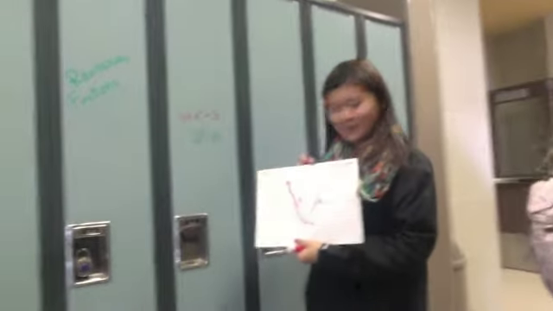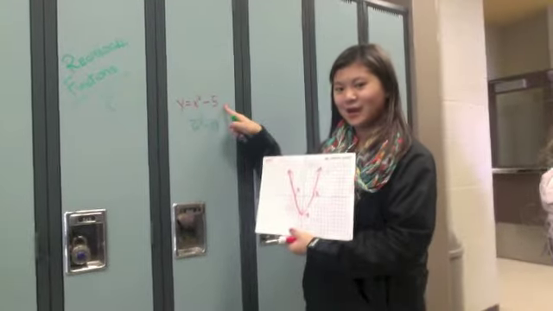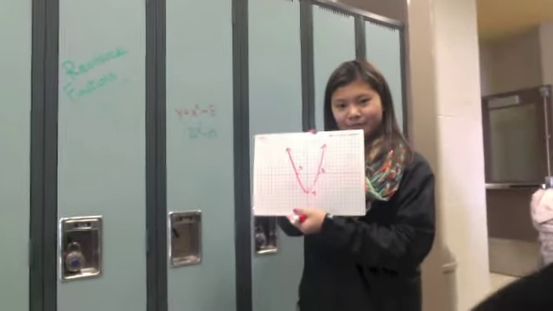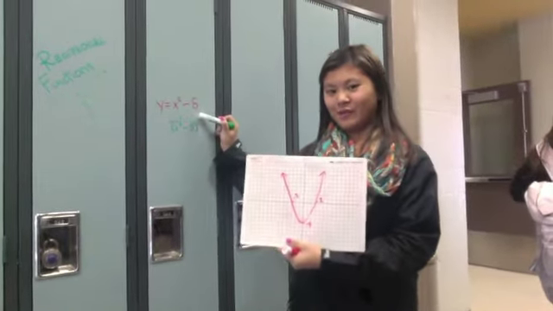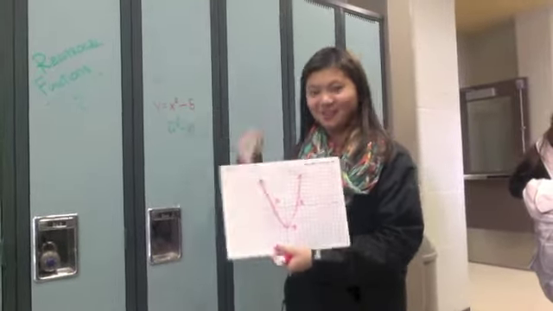Okay, this is what the graph y equals x squared minus 5 looks like regularly. But when you make it a reciprocal, which is when you put 1 over it, you have to figure out how to draw it, and it's really hard.